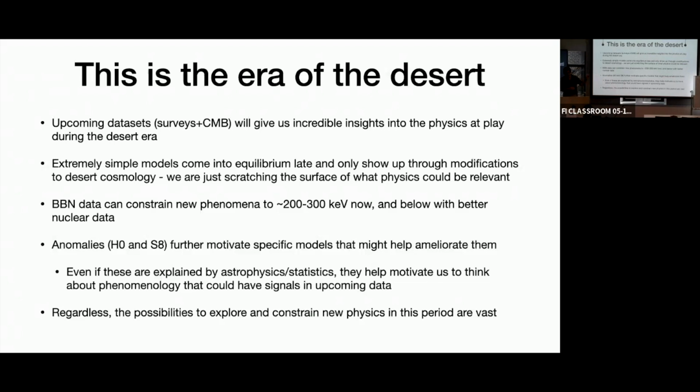And that BBN is already constraining things at around 300 keV, but it could do even better. It's not a done story. And anomalies like H0 and S8 really are there to be explored. I think that they're real tensions, and I think that models can help make real progress on them. The important thing is that there are a lot of possibilities out there. We need to be thinking about this actively, and I think that we're going to have a lot of fun in the next decade. Thank you very much.